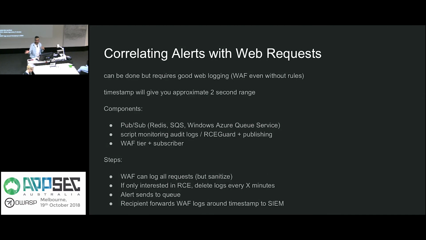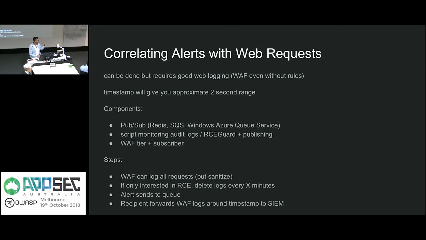Okay, so how can you correlate alerts that something like RCE Guard, or SELinux, or AppArmor is giving you with the actual web request? You can't directly do that, but there are a few techniques you could use. For example, you could use a timestamp to look at the 2-second range in which a specific web request happened.